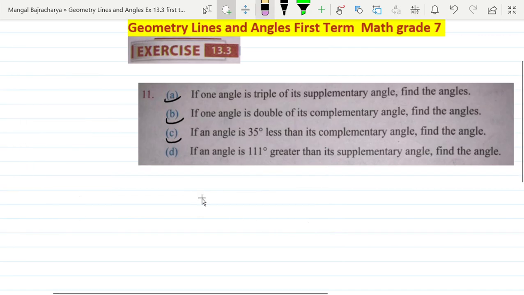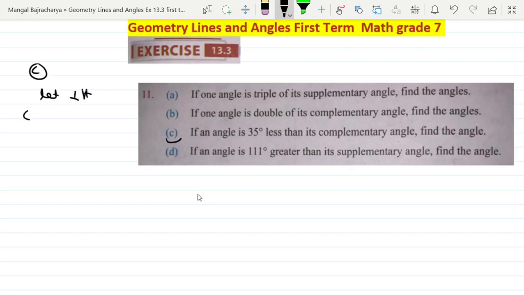So I'm now going to do number C. Here it says one angle is 35 degrees less than its complementary angle. So you suppose the first angle as x. Let the first angle equal x degrees, and the second angle, its complementary angle, is 35 less. 35 less means 35 minus x? It's not like that, right? 35 less means x minus 35. So the second angle is 35 less than x, so x minus 35 degrees is the second angle.